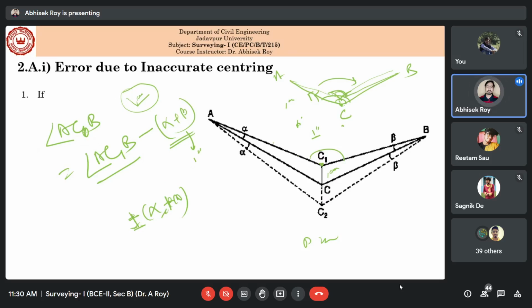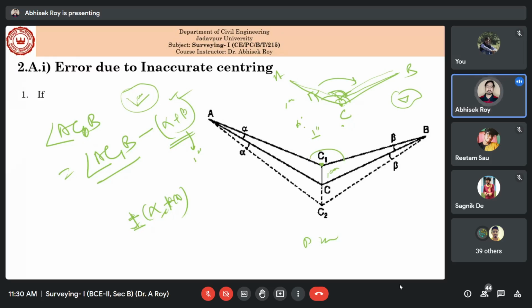But if your side distance is very small, for a very smaller part, your centering error is considerable, then your error also will be considerable. But for a very larger part of survey, this error will not be that much. Okay. So for that reason, what you have to do? You have to do the temporary adjustment properly, or you have to do the centering properly.